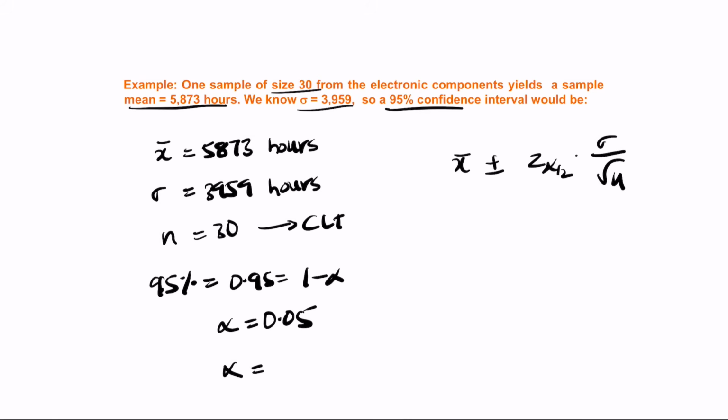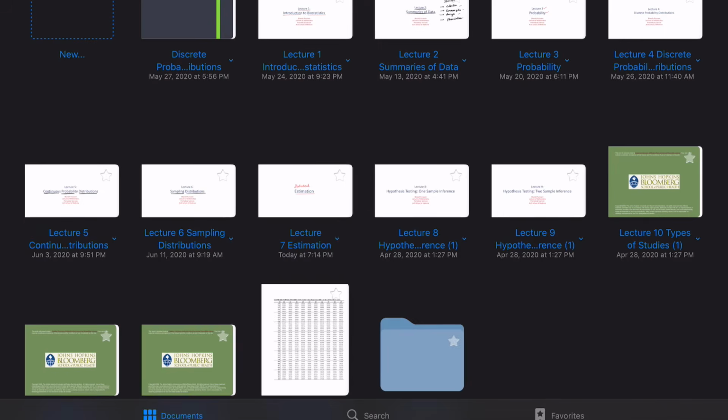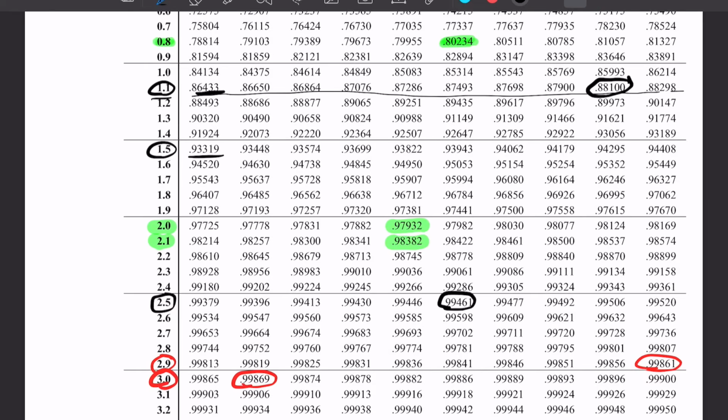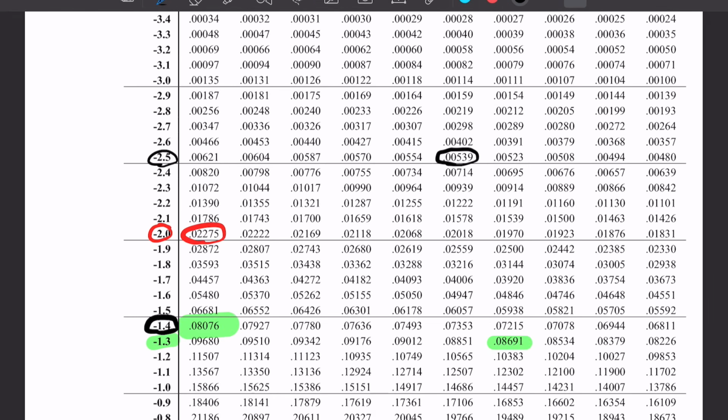So alpha by 2 becomes 0.025. So the formula becomes x bar plus or minus z 0.025 into sigma by root n. So let's try to find z 0.025. Remember that we are looking in the probabilities, and for that probability we are trying to look for the z value.